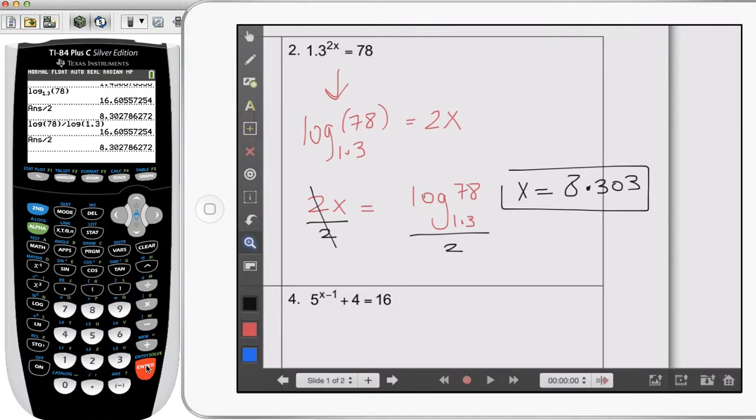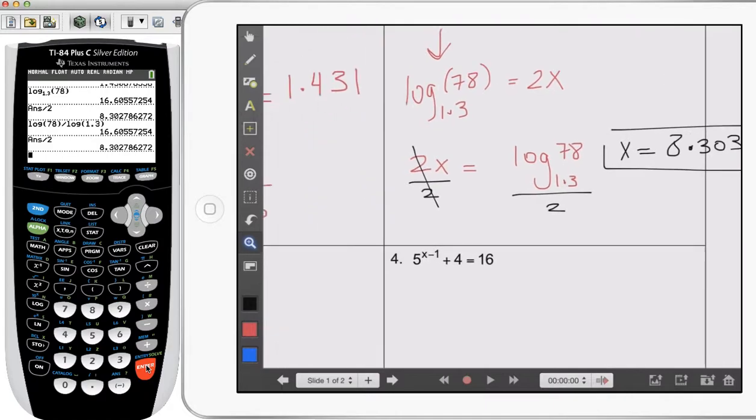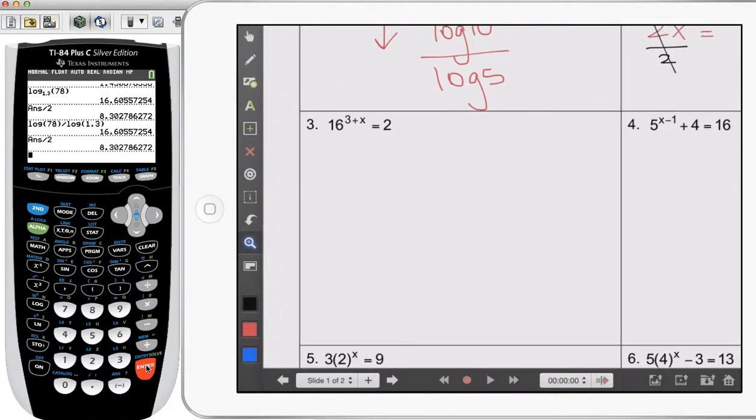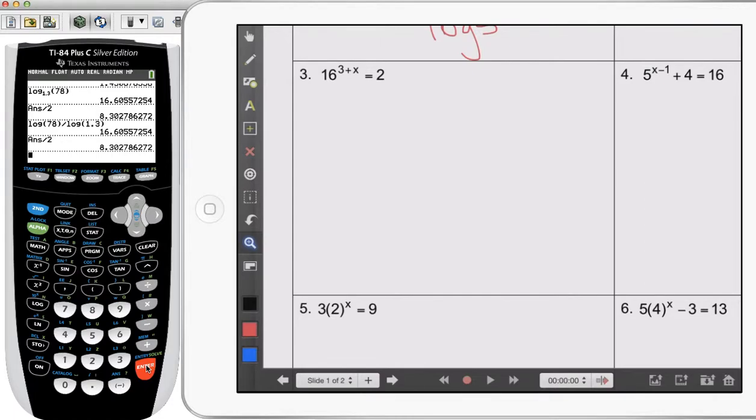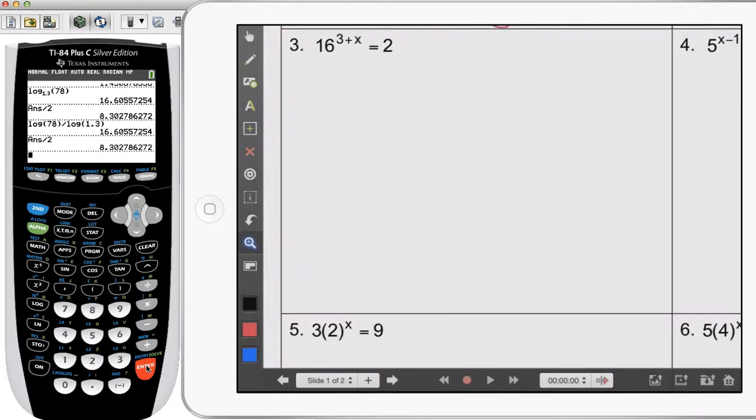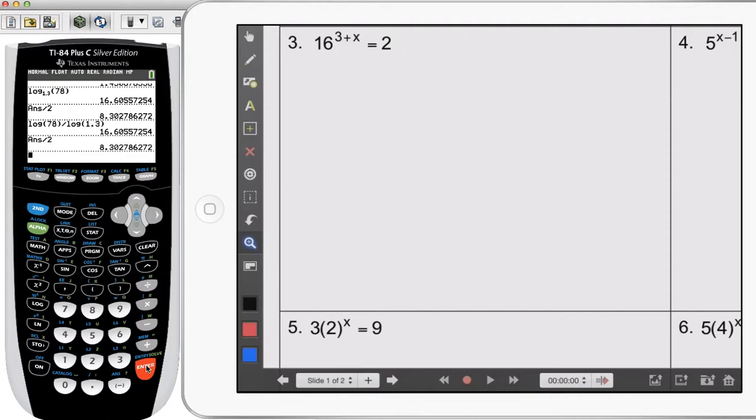So let's move on now to number 3. Now I do like this example because I want to show you how to do it without a calculator first, and then we'll use a calculator to solve it. The reason I know I can solve it mentally is because 16 can be written as 2 to a power of something, and 16 is 2 to the power of 4, right?